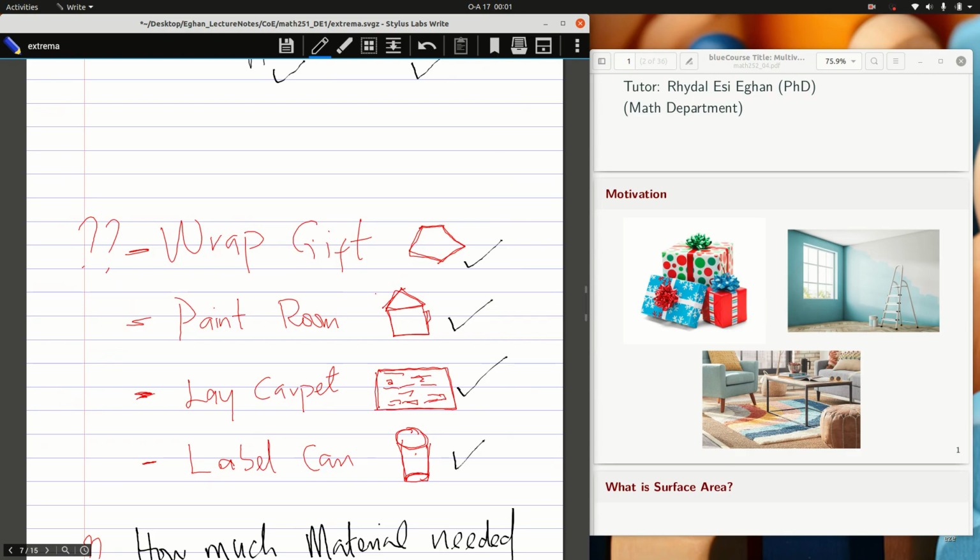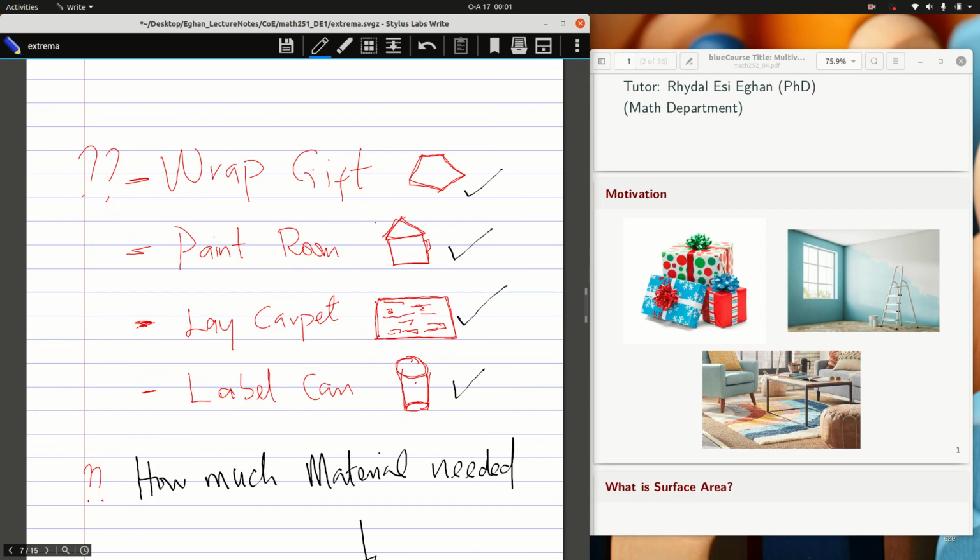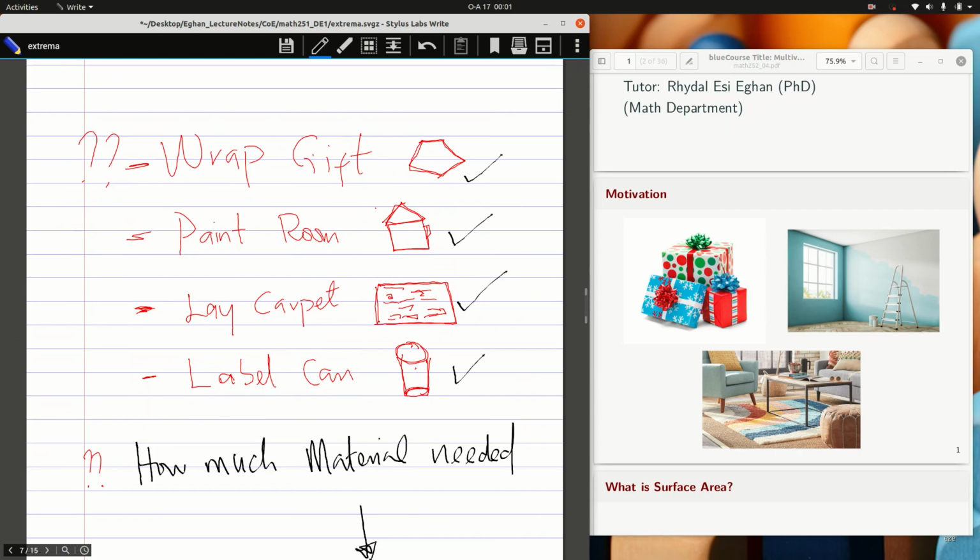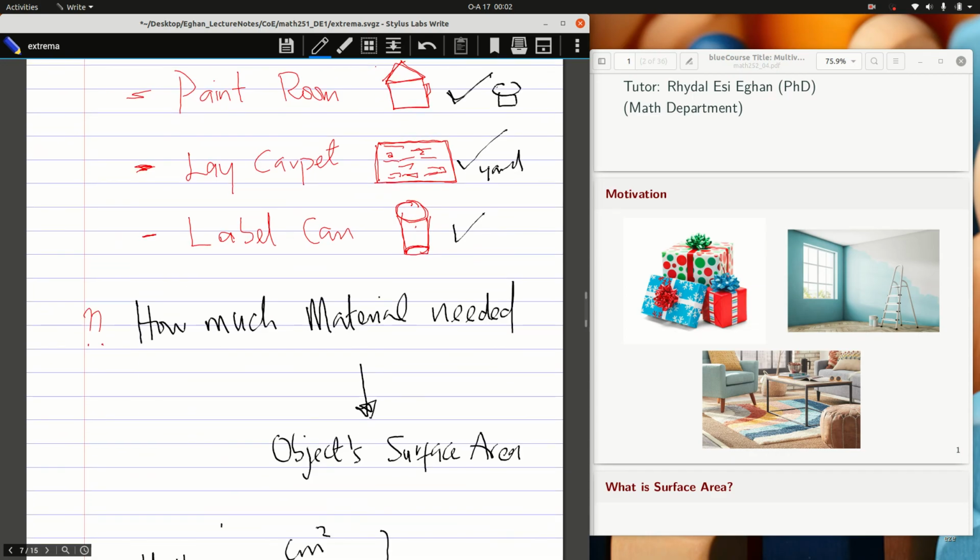If you're asked to label a can, what do you need to do? You realize that in all these aspects, the best question we are asking ourselves is, how much material do we need? How many yards of wrapper do you need for the gift? How many containers of paint do you need for the room? It depends on the shape or the size of the room given. How many yards of carpet do you need to lay? It depends on where you want to lay the carpet. Is it the center of the room? Is it the entire room? How do you want to label the can? Is it the entire can or just some part of the can?